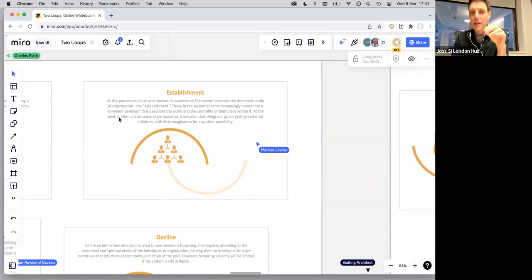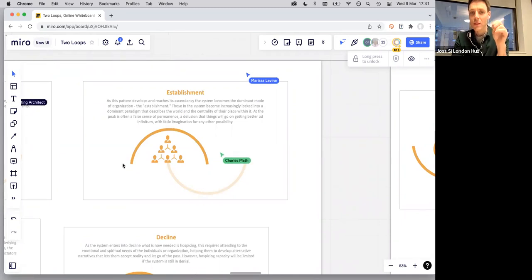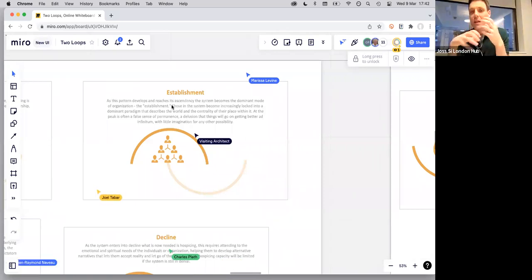At the peak, there's often a false sense of permanence, a delusion that things will go on getting better forever, right? When we go through an industrialization process, we just think the economy is going to keep on growing, more GDP, and so on and so forth. And this establishment starts to think, as we develop along a particular path, that that's the only path, that's the only way of doing things, right?